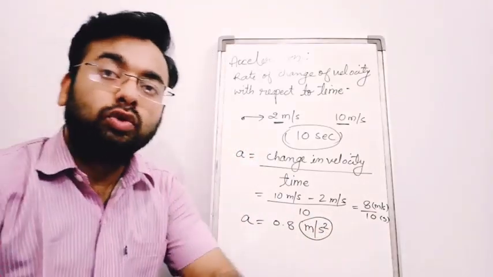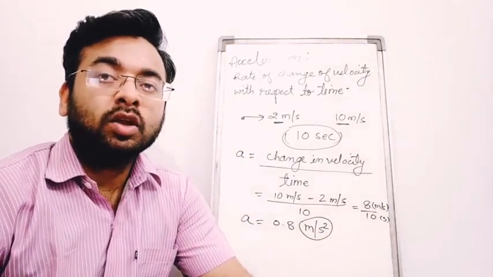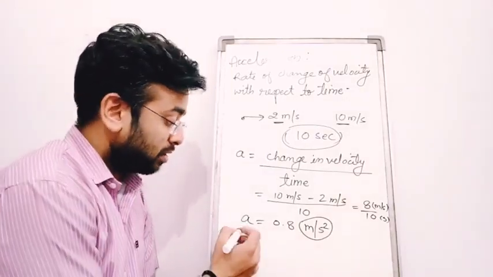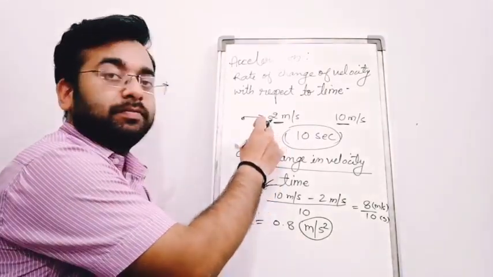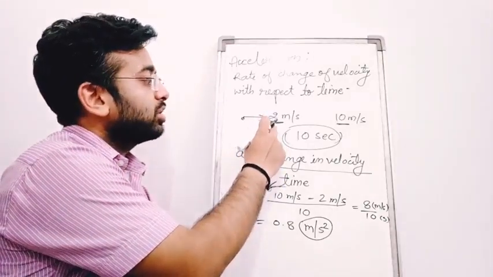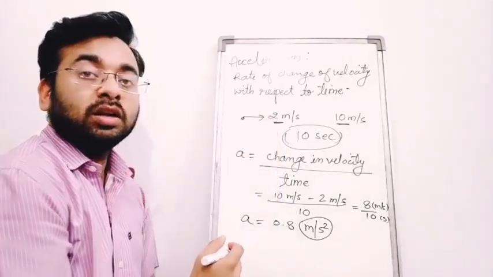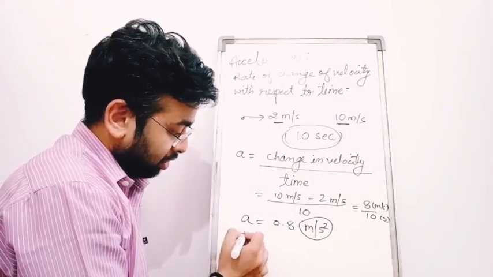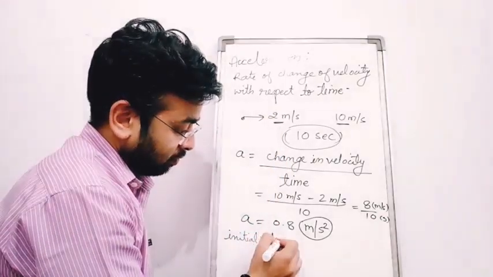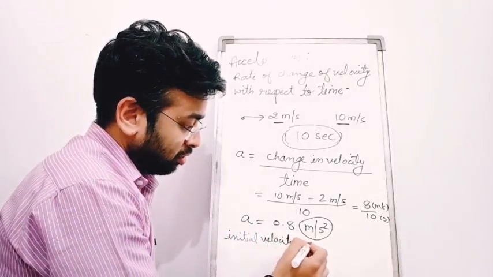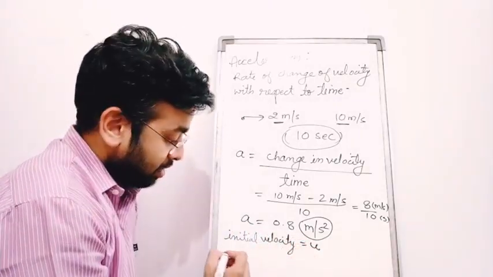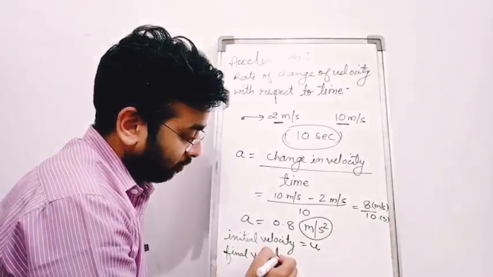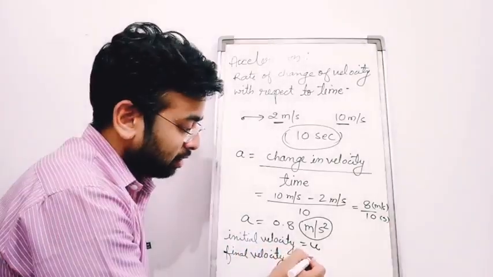Now to solve numericals we need some notations. Those notations are: initial velocity is represented by the symbol u, and final velocity is represented by the symbol v.